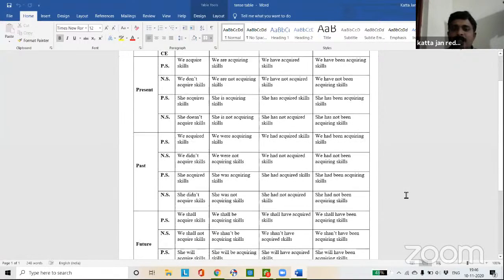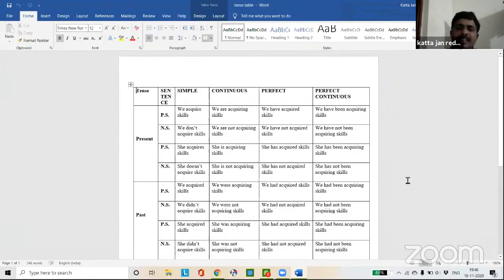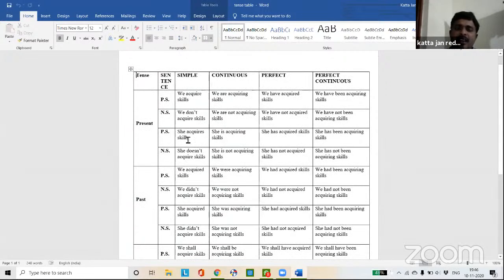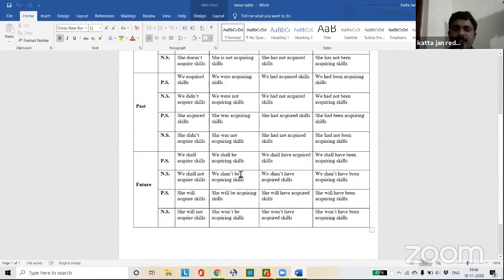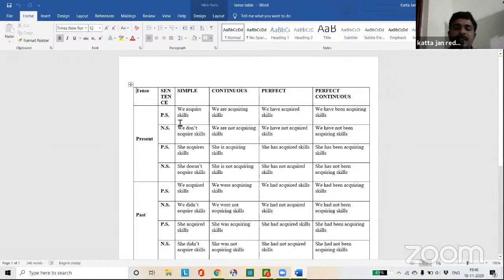So this is a table of tenses which consists of everything, the 12 tenses. For each tense, I tried to insert two types of sentences, positive sentence and negative sentence. Every tense: present simple, present continuous, present perfect continuous, past simple, past continuous, past perfect continuous, simple future, future continuous, future perfect continuous. So you can have a look at it, and based on these sentences, you can write the structure. But I'm not going to write the structure again because I told you already.